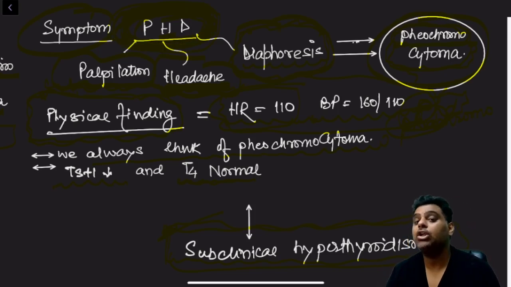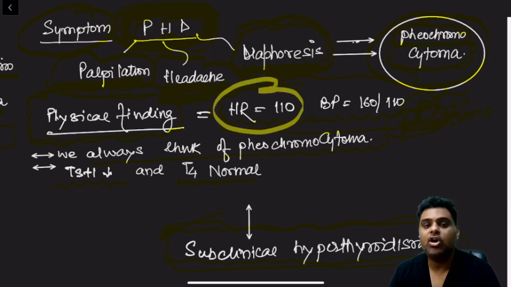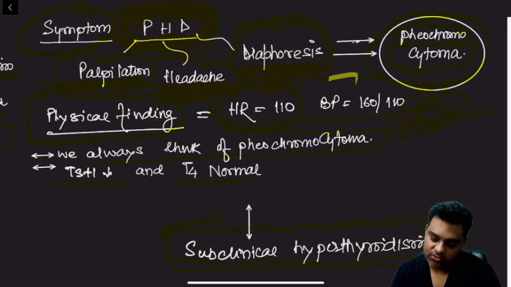Hypertension is a sign that you will get as a doctor when the patient is presented to you. When you examine the patient, you will see sinus tachycardia and hypertension. So the clinical triad does not consist of the physical sign. It consists of the symptoms, that is PHD: palpitation, headache, and diaphoresis. And the physical findings that you will get after examining the patient are a heart rate of more than 100, that is sinus tachycardia, and high BP.